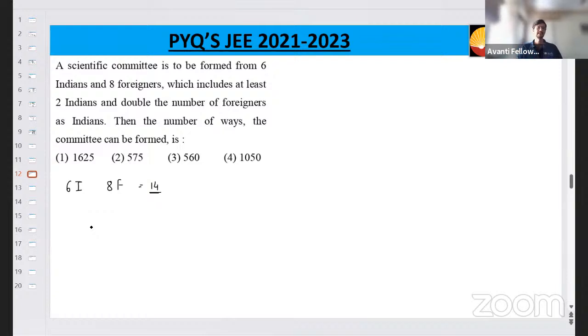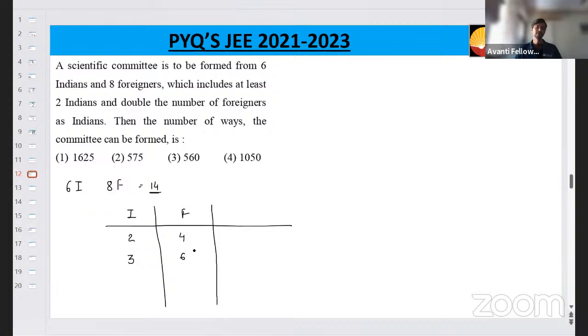We have to make cases, right? So let's say at least 2 Indians. Indians, foreigners, let's make a table here. We start with 2 Indians, then the foreigners will be 4. If we get 3 Indians, then foreigners will be 6 because we have double the number. With 4, foreigners will be 8, and with 5, foreigners will be 10. This case will not be valid because we have only 8 foreigners. So these 3 cases are possible.